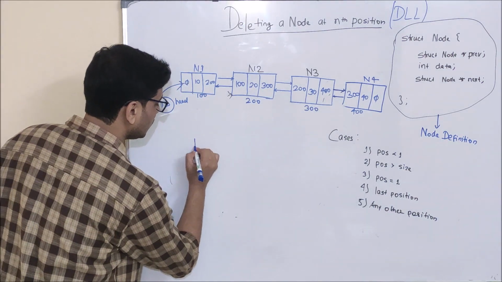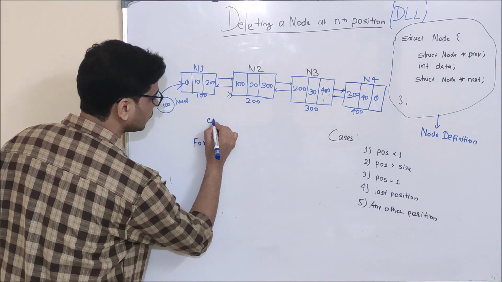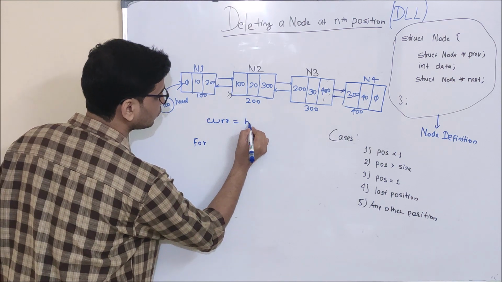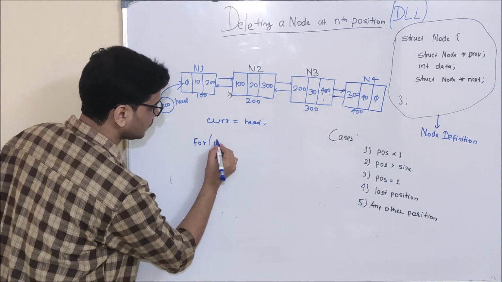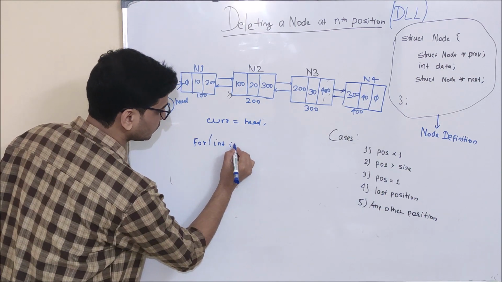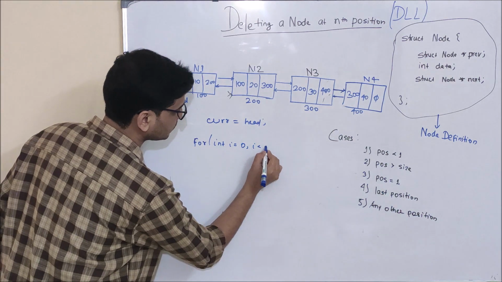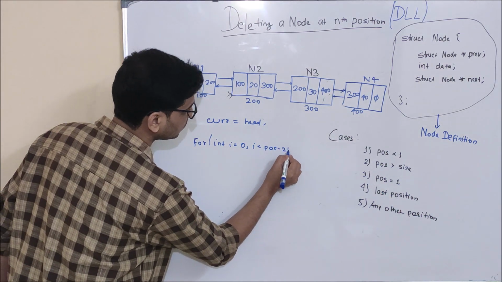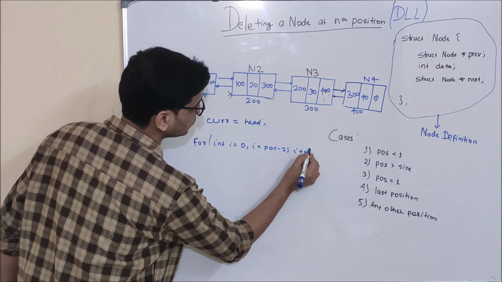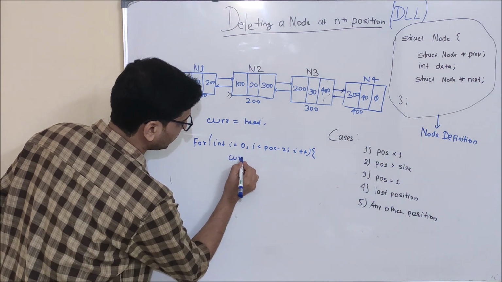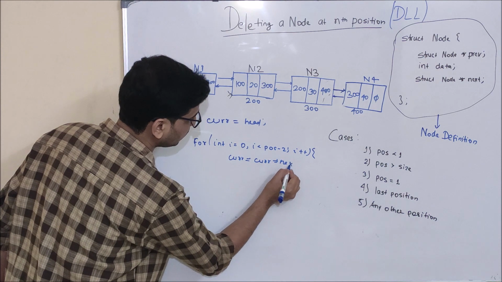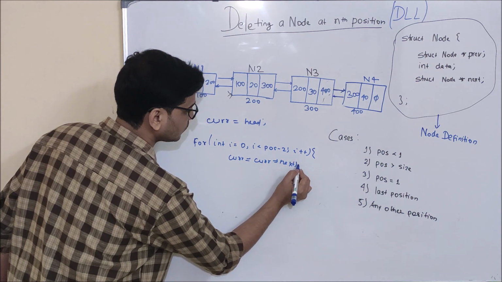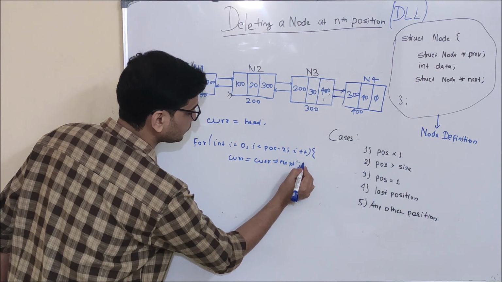So first of all we need to traverse. So in cur we are going to put head, then we will traverse. For int i equal to 0, i is smaller than pos minus 2, and i plus plus. And then we will traverse: current equal to current dot next. Okay.